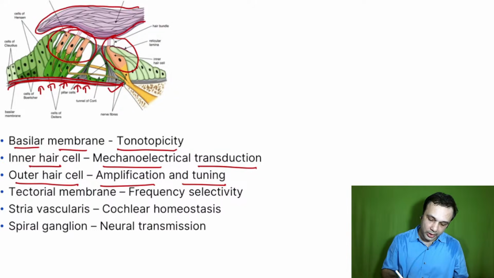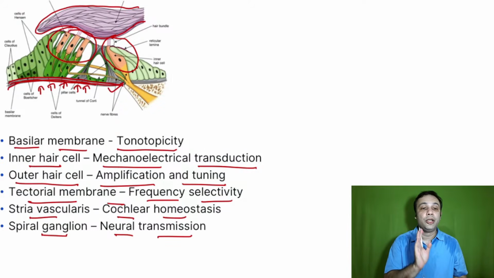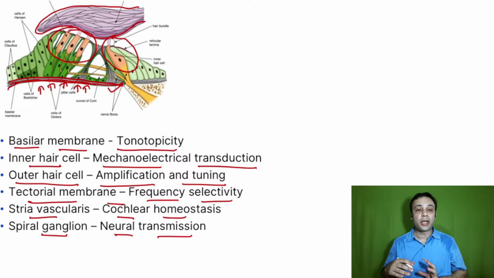And when you talked about tectorial membrane, it is responsible for frequency selectivity. Stria vascularis is responsible for cochlear homeostasis, and spiral ganglion is responsible for neural transmission. So when you look at the functions, these are the particular functions. And if you look at a few other important questions, what is the neurotransmitter that gets transmitted for the conduction? It is glutamate. Remember glutamate as one of the answers.